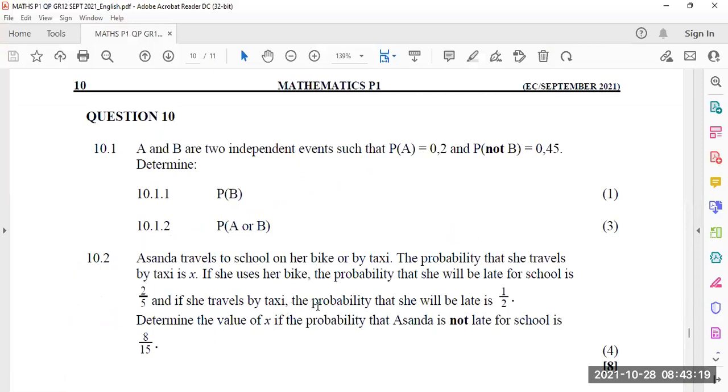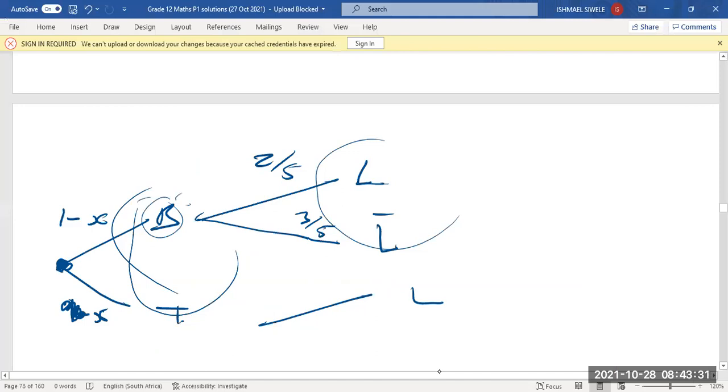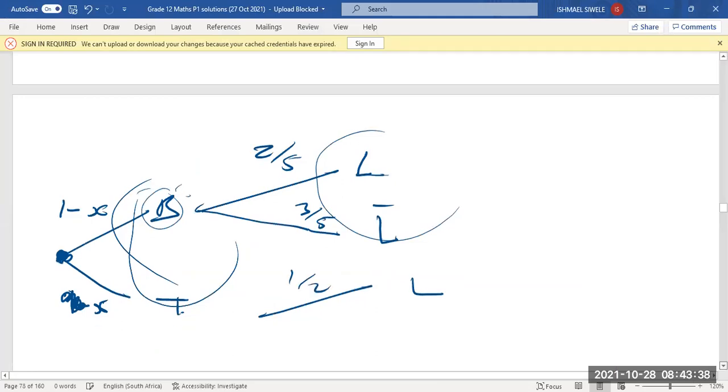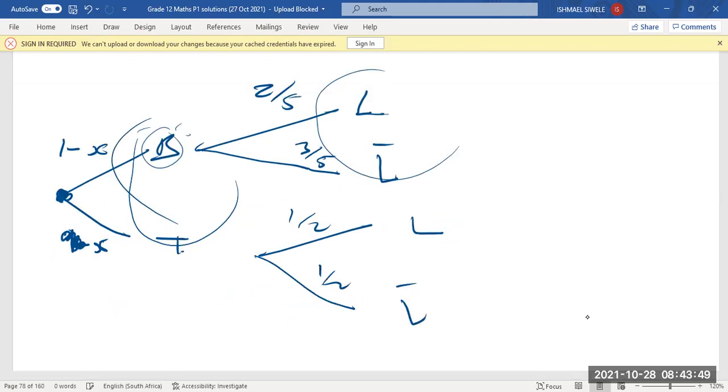Okay. Then they say, if she travels by taxi, the probability that she'll be late is 1/2. Okay. She becomes late when she's used a taxi, and that probability is 1/2, right? What is going to be the probability of her not being late? Not being late, I put N and the slash on top of the N, right? And it's also going to be 1/2 because the probabilities in each and every branch always give us a sum of 1, right?